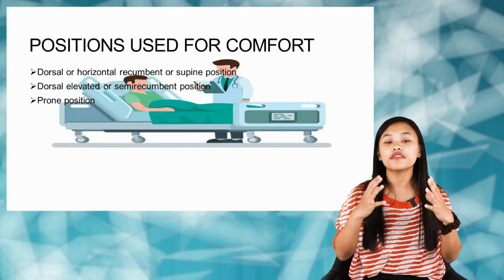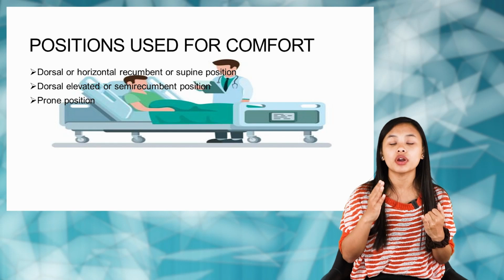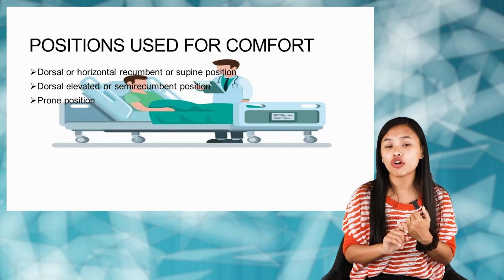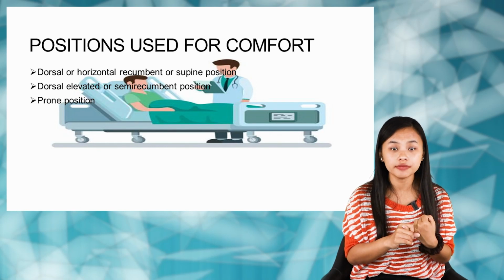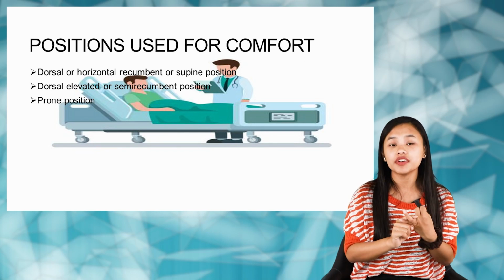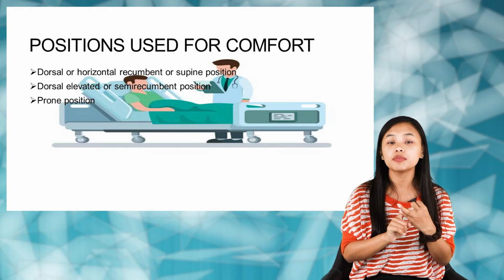So here you must make sure that before you perform the procedure, you must arrange all the articles, all the equipments, all the devices which may be required in order to enhance the comfort of the client. So here there are various positions you can provide or you can tell the client to take in order to enhance their comfort. The first one is the dorsal or the horizontal recumbent, or even commonly known as the supine position. The second is the dorsal elevated or the semi-recumbent position.